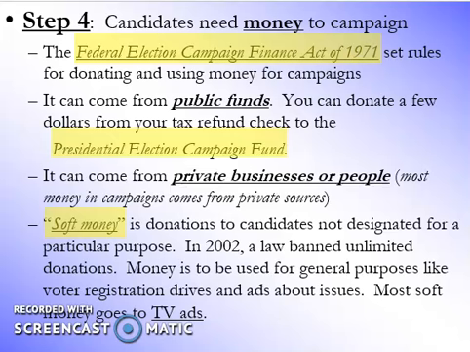It has to be for general things to help people get out the vote. So it has to be for voter registration drives and ads about issues. It can't just be about you getting elected to office. So most soft money goes to TV ads to remind you when you need to register to vote, for example. So it has to go for a general kind of fund. And there's also a limit about how much money you can donate to a campaign as well.